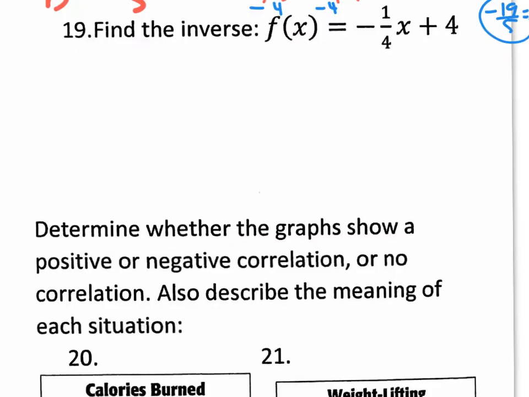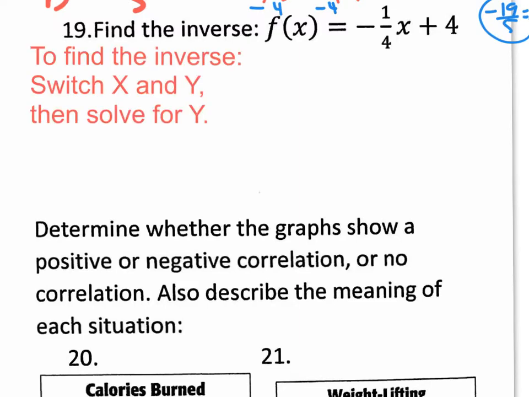So number 19 on the practice midterm says find the inverse. And how do we find the inverse of any function? To find the inverse, switch x and y, then solve for y. So let's remember, first of all, that the f of x that you see right here, that's just the name of this function. And we know that f of x is really like a y, so you could just pretend that there's a big y right there.